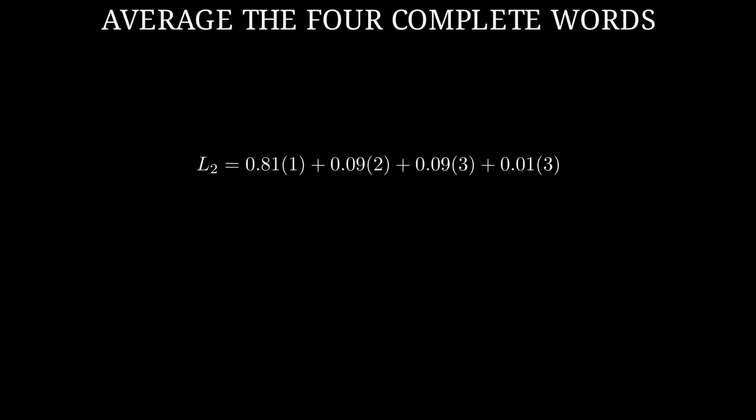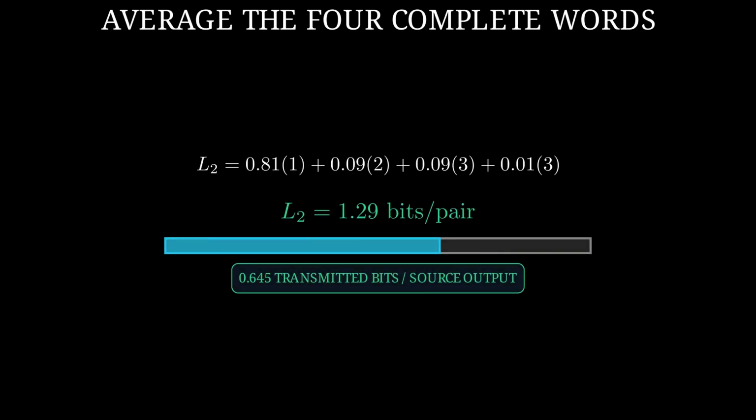Multiply each word length by its pair probability. The exact terms are on screen. Together they give 1.29 transmitted bits per pair. Because each pair contains 2 source outputs, that is less than 2/3 of a transmitted bit per output. The 1-bit limit was true for one output, but grouping changed the object that receives a code word.